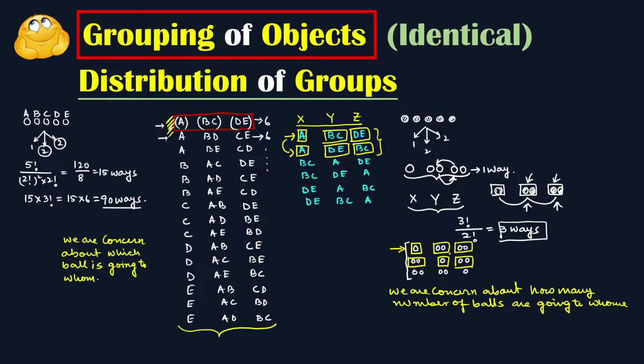X, Y, and Z. But in case of identical objects, we are not concerned about that. We are only concerned about how many balls are going to whom. That's it. Is it clear to all of you? Have you understood this much clearly? Okay. Let me just go to the next page.